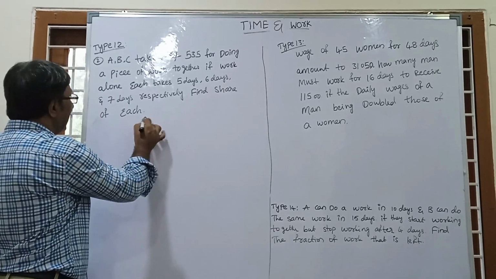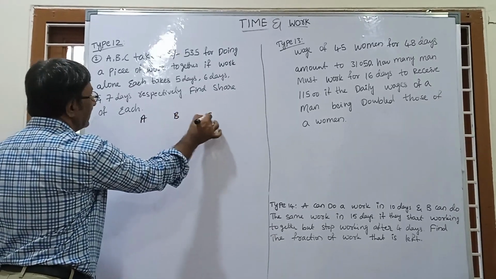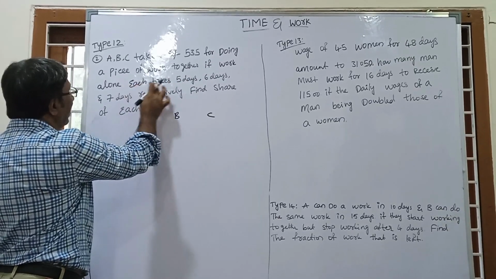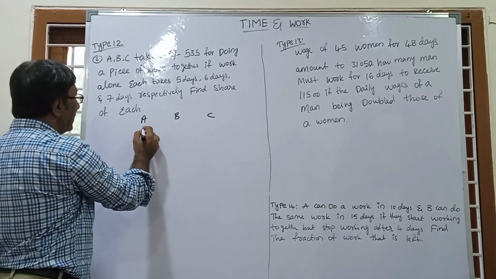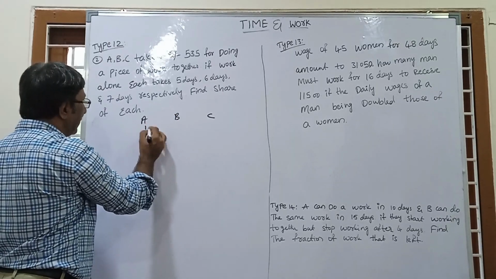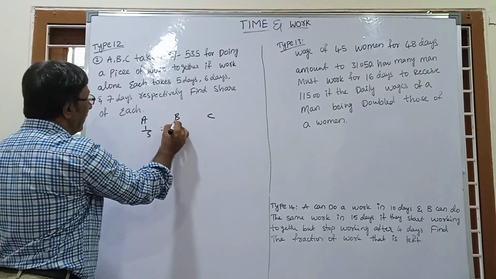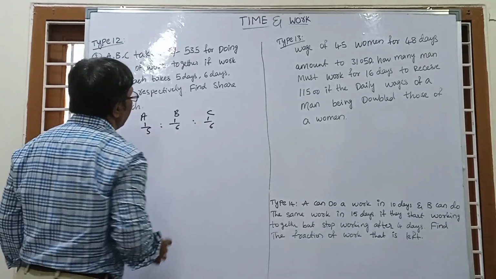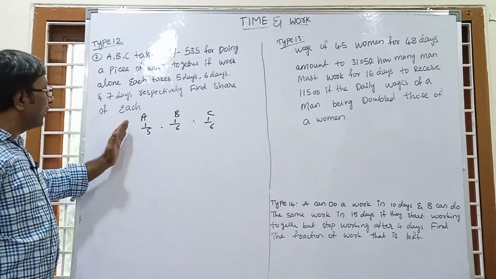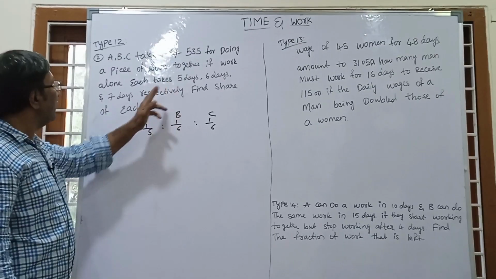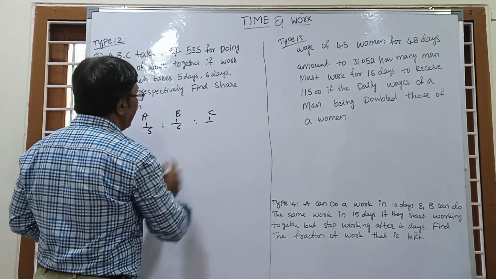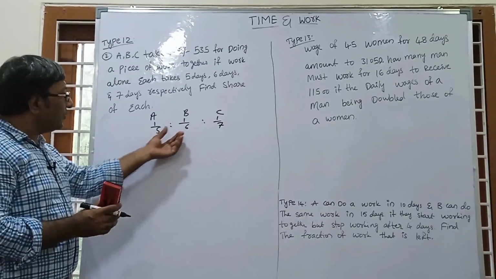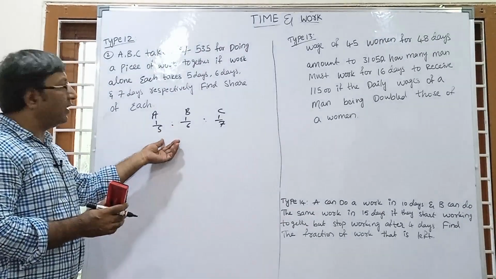So this is A, this is B, and this is C. A's capacity: if the work is done alone, A takes 5 days. So 1 day work of A will be 1 by 5, 1 day work of B will be 1 by 6, and 1 day work of C will be 1 by 7. So this is the ratio of the work of ABC: 1 by 5, 1 by 6, and 1 by 7. Again this ratio is in fractions. So first we have to change this fraction into a simple ratio.